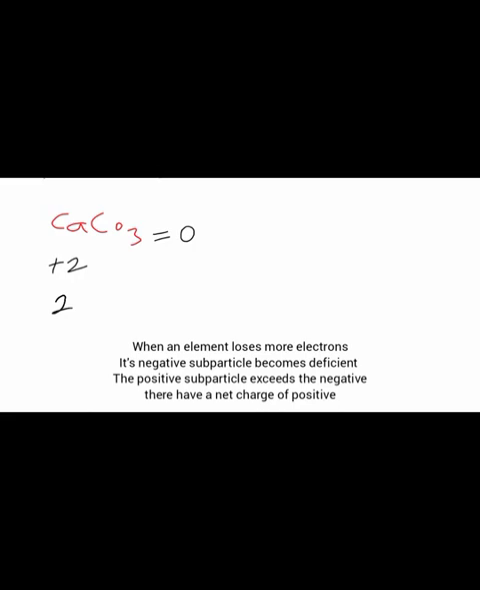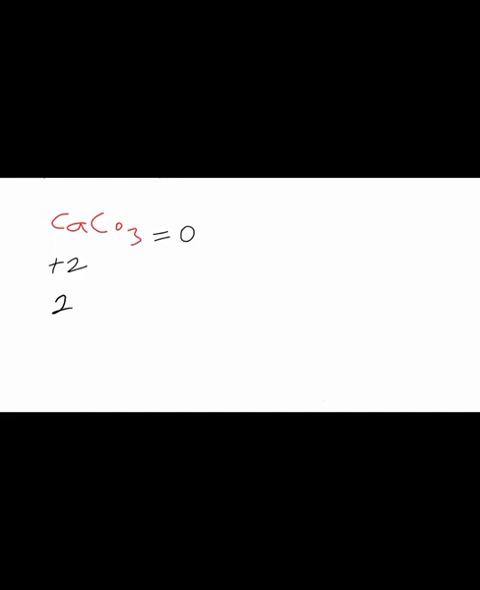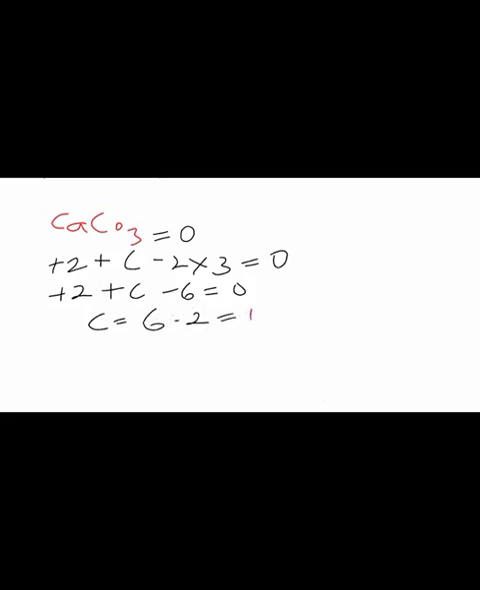That's why calcium has a positive charge here, plus that of carbon, which we are looking for. And the oxidation state of oxygen is -2 times 3, which is -6. So the sum is equal to 0: +2 + C - 6 = 0. So C is equal to 6 minus 2. This is equal to +4. That's the oxidation state of carbon in this compound.